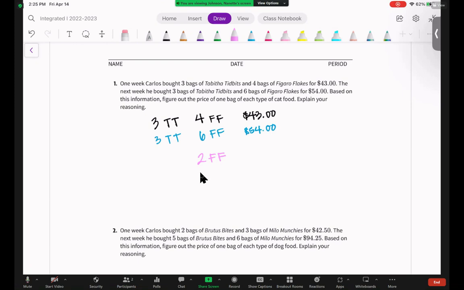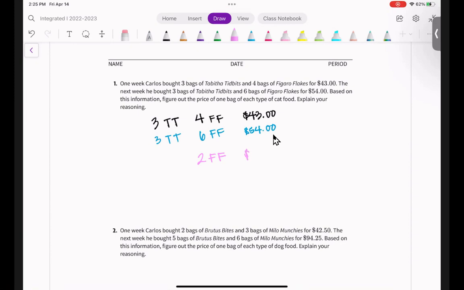How would you figure that out? And maybe you're like, oh, I see it. If I just subtract these two, that's the difference in price. And because that's how much the difference in the purchase was, meaning I got the same number of Tabitha tidbits and then I got two more of these. So that's the difference. So here, that's going to tell me how much more I'm going to have.